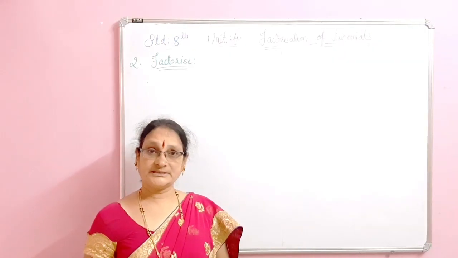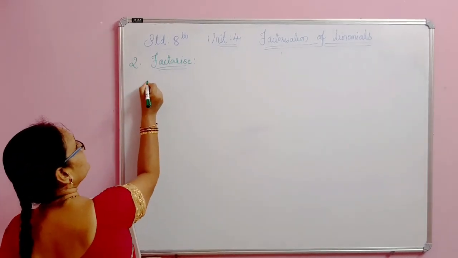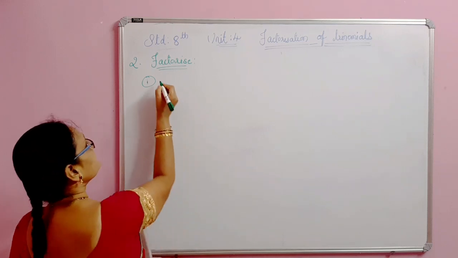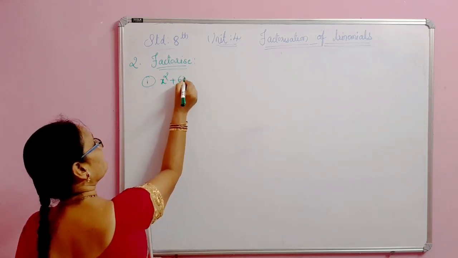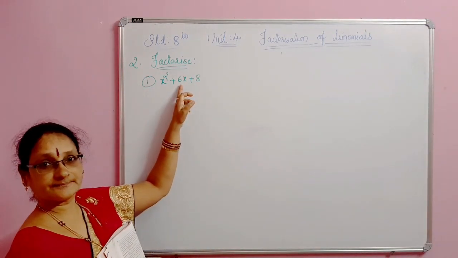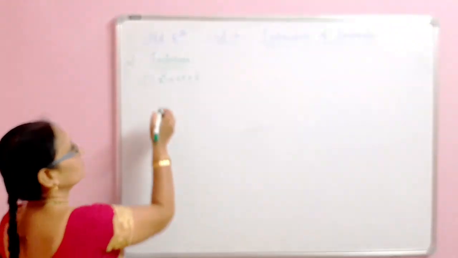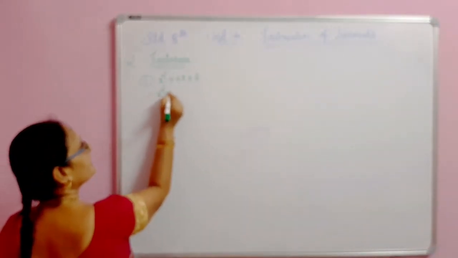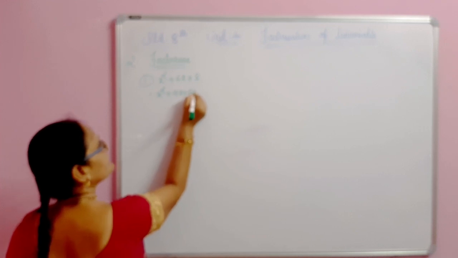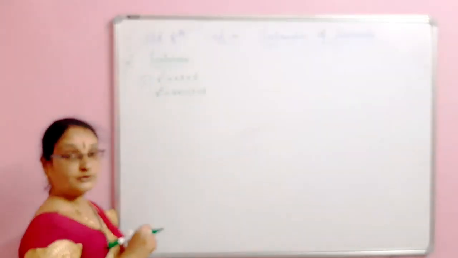So then let me start the second main, that is factorize. In that, see, first one is x square plus 6x plus 8. See here, on adding we have to get 6. On multiplication of those two numbers we have to get 8. Which are those numbers? 4 2s are 8, 4 plus 2 is 6. So now we have to split this as 4x plus 2x plus 8. Like this we have to split.